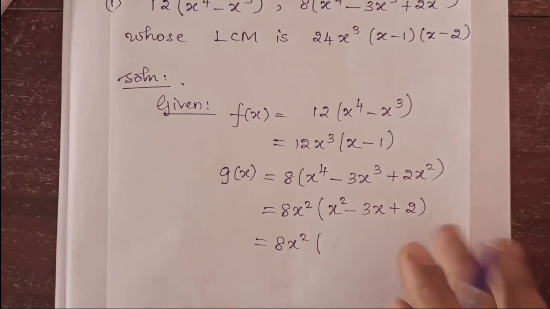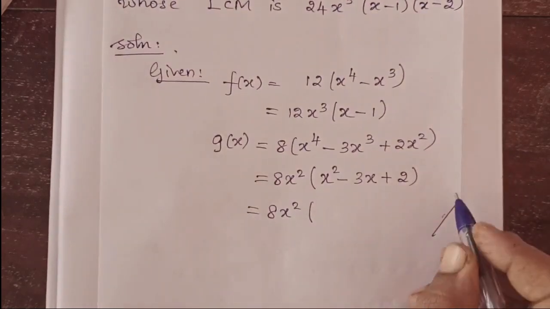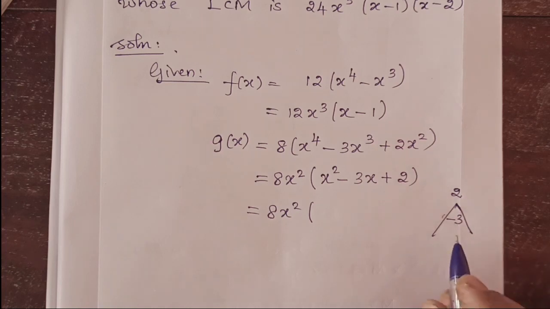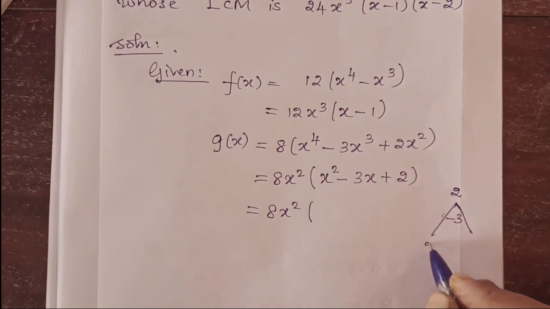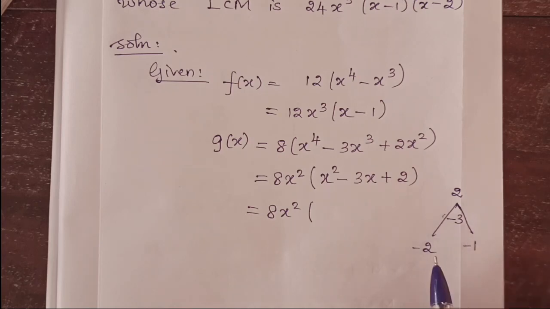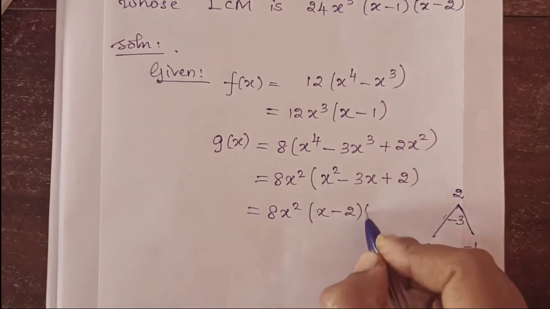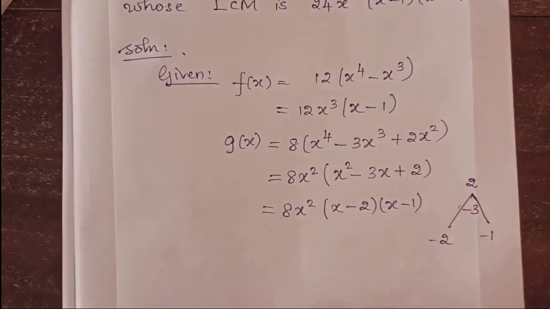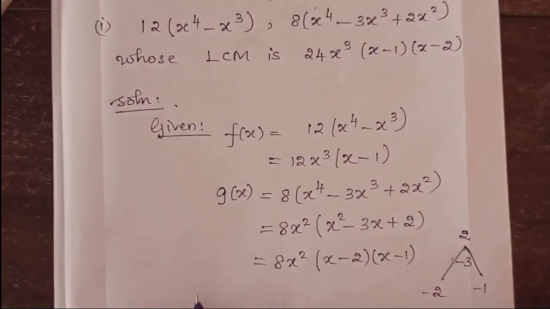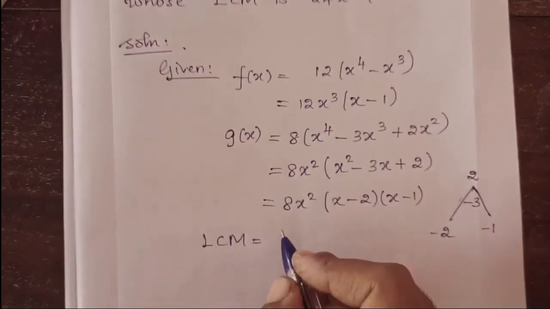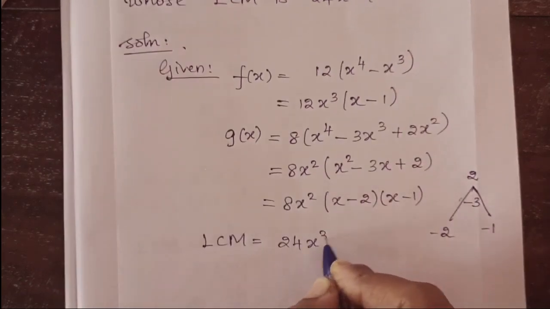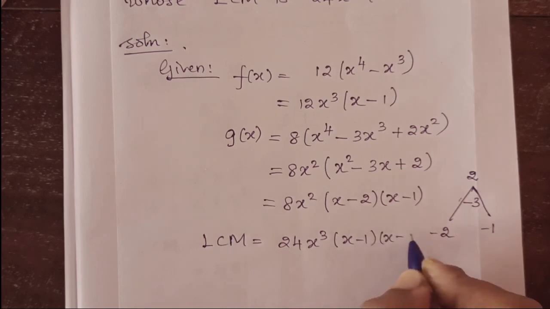Now we got one quadratic polynomial. Shall we factorize that using this method? 2 and minus 3. Using the other method also you can solve. No problem. You will get the same answer only. So 2 and 1 both in negative value. So minus 2 into minus 1, that is 2. And adding these two terms, we are getting minus 3. So the factors are x minus 2 and x minus 1. Now, whose LCM is also given, no? Just write that. LCM is equal to 24x cube, x minus 1 into x minus 2.